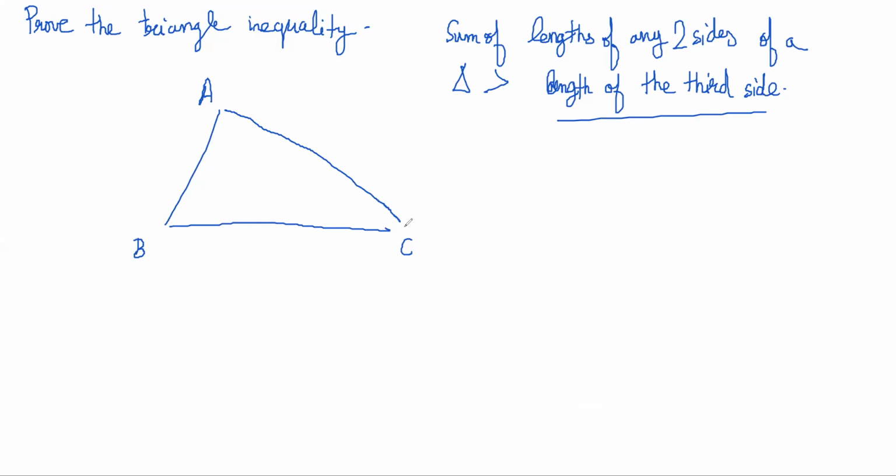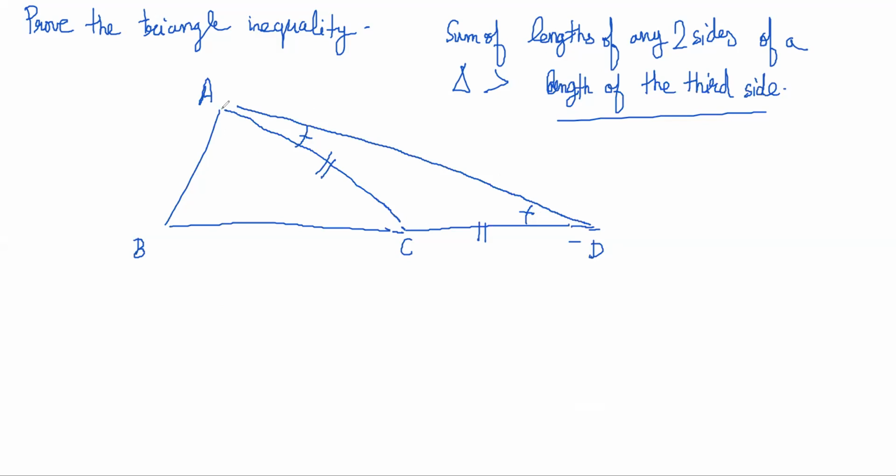Take triangle ABC, and let's extend this side and make it D. What I have done is I have extended it like this. This is the hint. This will help us prove it. D is the point on the extension of the side BC such that AC is equal to CD. So if AC is equal to CD, then this angle will be equal to this angle. So CAD is equal to CDA.